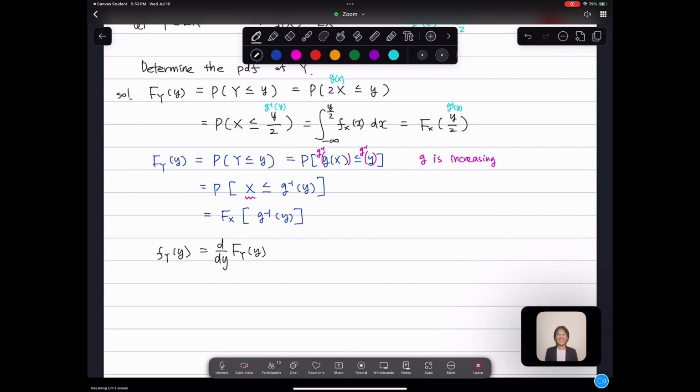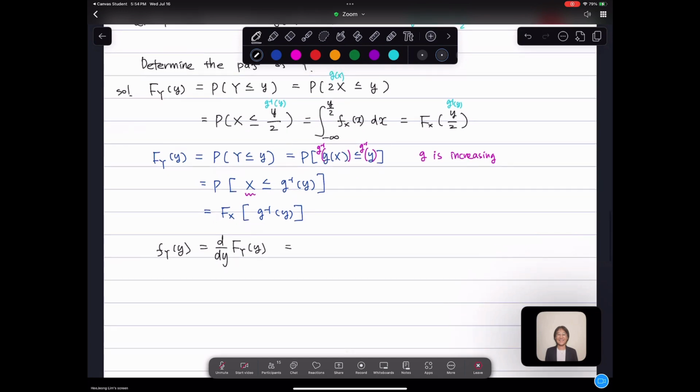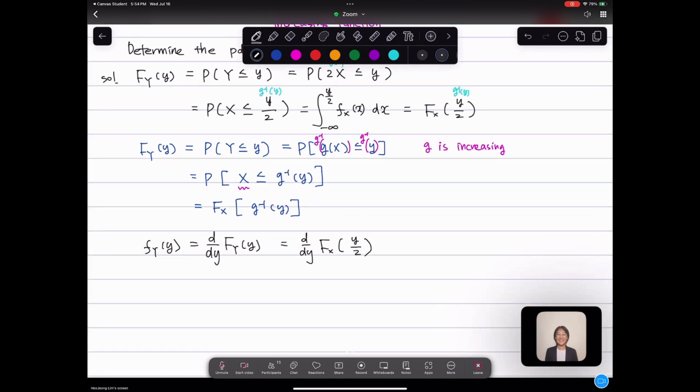So I'm not going to be doing this right now, but you have to go get your derivative, d/dy of big F_Y(y) over 2. Let's leave it there just like this. So that's how we can get this. We will have the actual function of it, so let's leave it there for now.